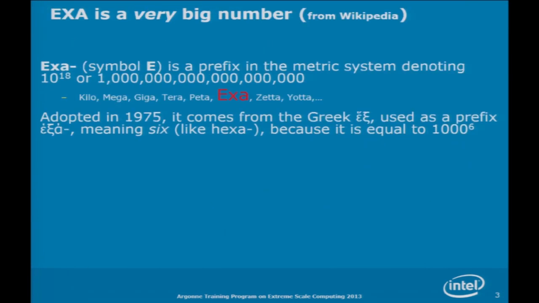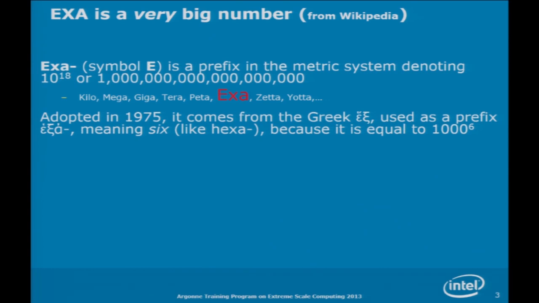So when we look at exascale, I realize that exa is a very big number. This is from Wikipedia. In fact, it's so big it was only recently discovered in 1976. And when they discovered exa, they also discovered zeta and iota, which are the numbers to follow. The exa, of course, comes from 6 in Greek, because it's 1,000 to the 6th power. So that's 10 to the 18th, of course.